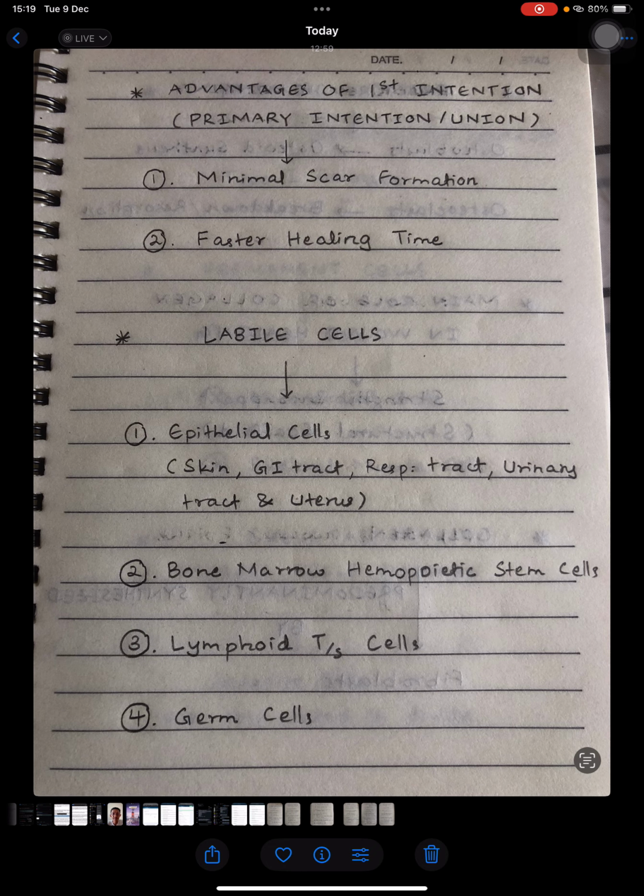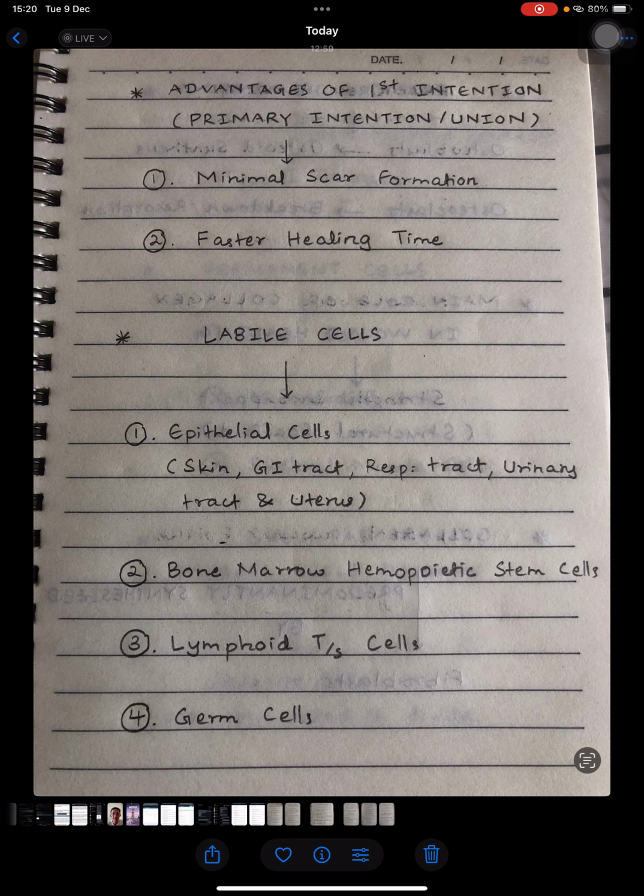This key is regarding the primary intention, or primary union, or first intention healing process. There are 2 types, first intention healing and second intention healing. This note is about the advantages of first intention healing. There are 2 advantages: it minimizes scar formation and has a faster healing time. Now let's go to the next one.